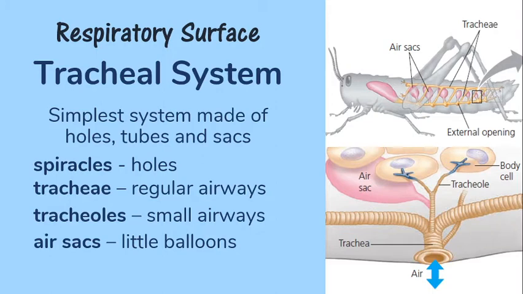The tracheal system is the simplest system. It's literally just holes, tubes, and sacs. The holes are called spiracles. Those let air into the body of the insect. The tracheae are the regular airways. If you look here, these are the regular airways. And the tinier airways are called tracheoles. Now at the ends of these, there might be air sacs. This is basically literally just little balloons so that the air can stay within the body instead of immediately exiting.